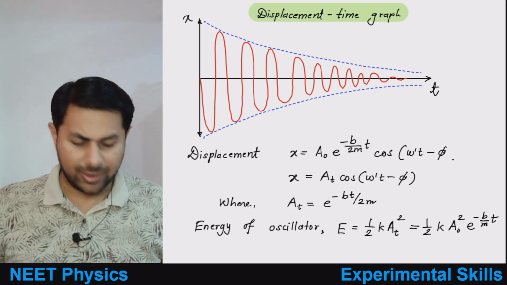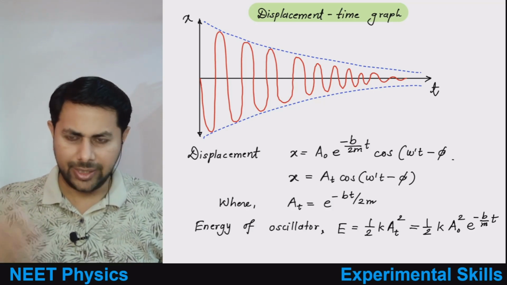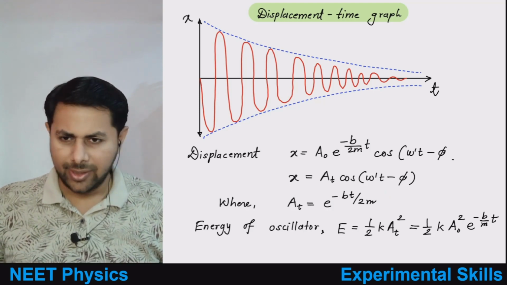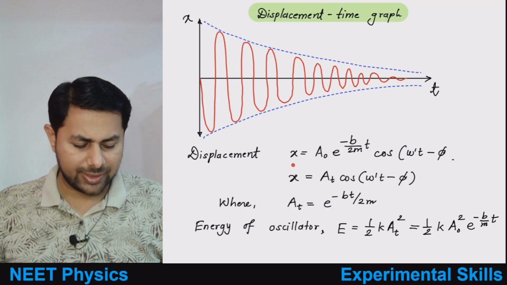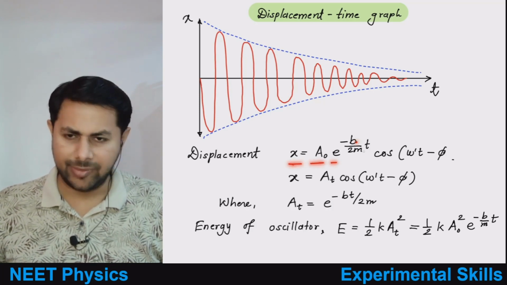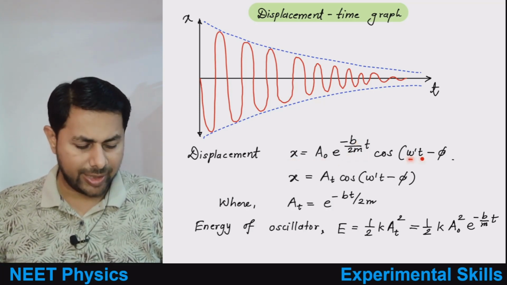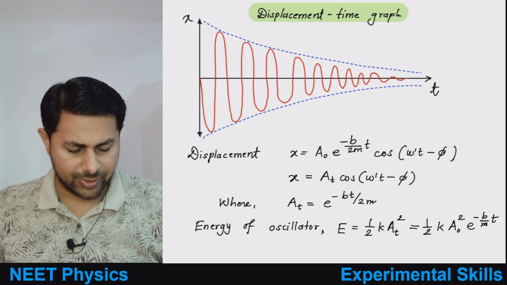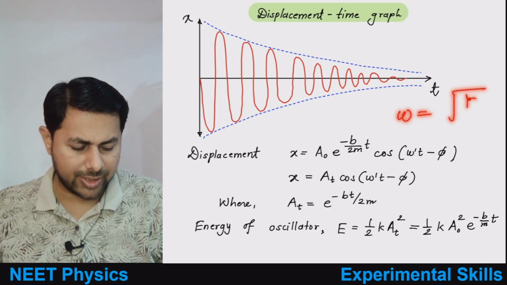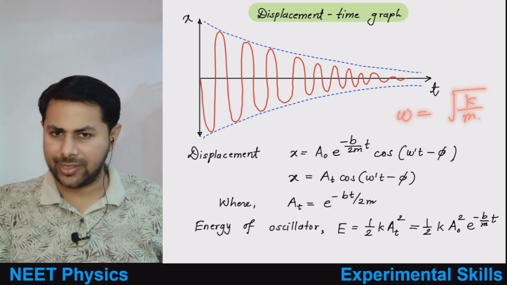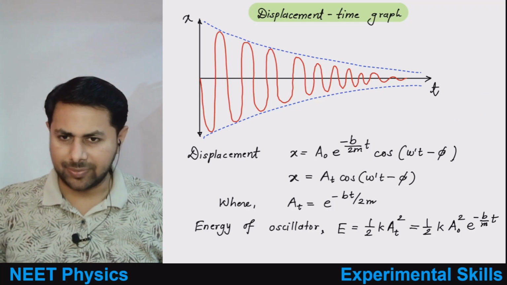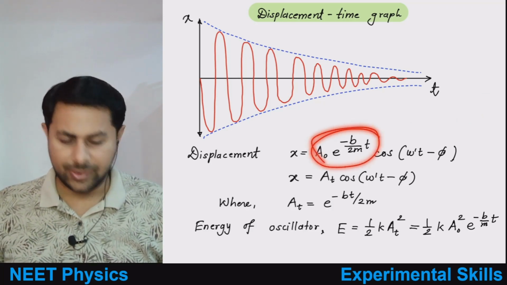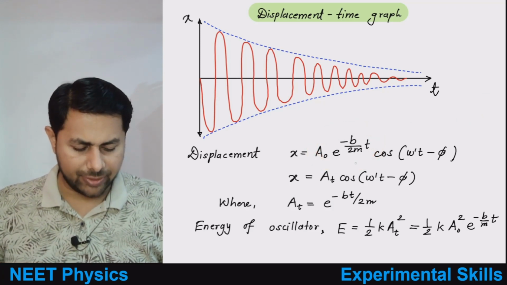And this formula will not be asked because damped oscillations is removed from the syllabus. The formula for displacement is x equal to a naught e raised to minus bt by 2m times cos of omega prime t minus phi. So the frequency of oscillation, omega, which used to be square root of k by m, also changes. It is different in case of damped oscillation, right? And the amplitude is not constant.